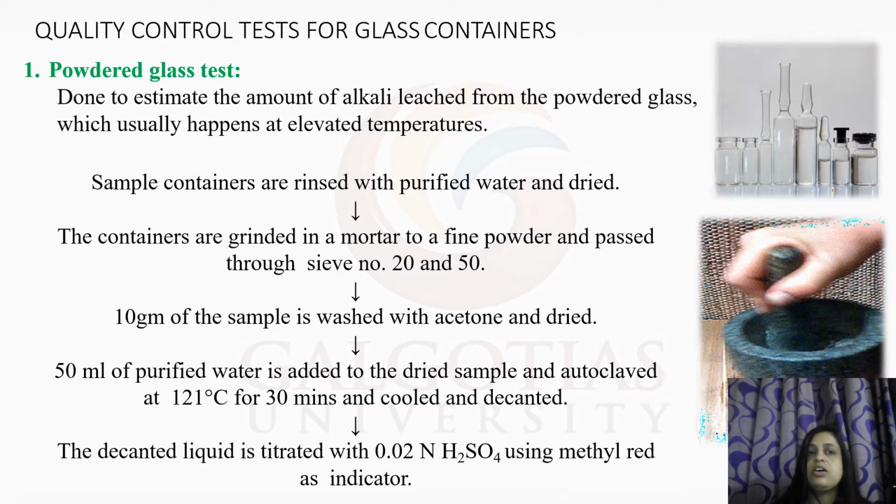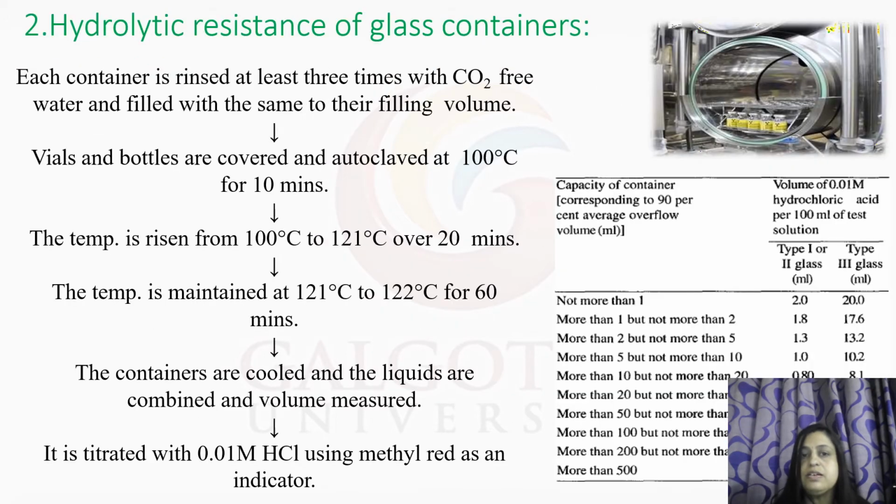For glass, the first test is the powdered glass test, done to estimate the amount of alkali leached from the powdered glass, which usually happens at elevated temperature. Sample containers are rinsed with purified water and then dried. The containers are ground in a mortar to a fine powder and passed through sieve number 20 and 50. Then 10 gram of the sample is washed with acetone and dried. 50 ml of purified water is added to the dried sample and autoclaved at 121 degrees centigrade for 30 minutes, cooled and decanted. The decanted liquid is titrated with 0.02 normal H2SO4 using methyl red as an indicator.